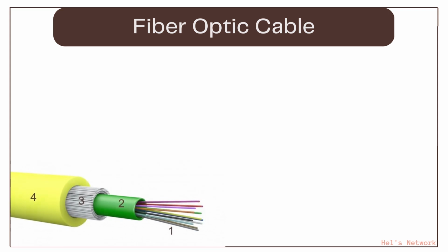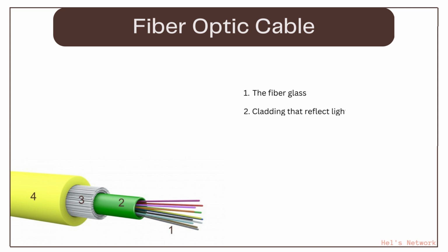Now let's examine a fiber optic cable. There are 4 parts in this image, from the center to the outer layer. Number 1 is the fiberglass. Number 2 is the cladding that reflects light. Number 3 is the protective buffer. It protects the fiberglass from breaking. Number 4 is the outer jacket of the cable.